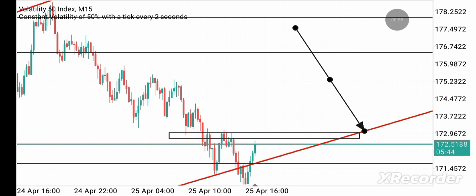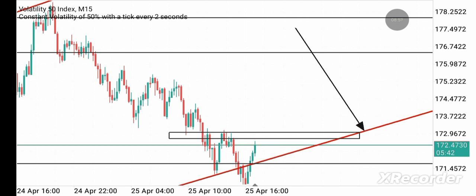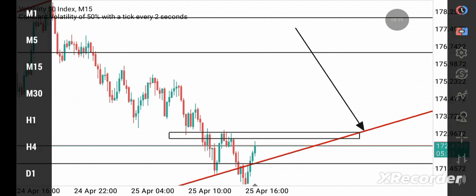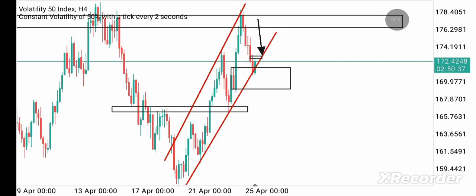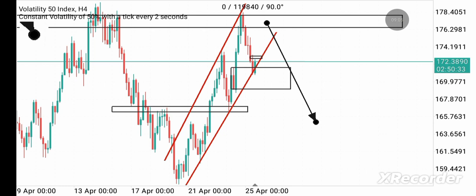Because if the market reverses from here, like I said earlier, it means it's going to be forming a double top. And a double top is a reversal pattern, a strong reversal pattern, meaning the market might be selling massively to the downside, especially based on the structure we have here.